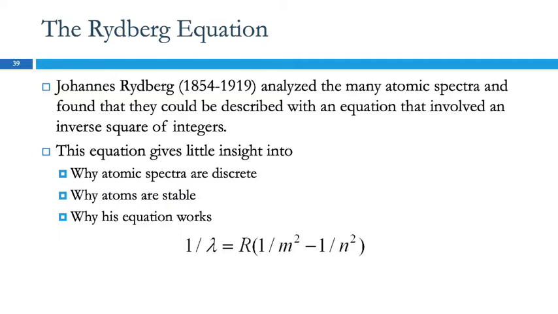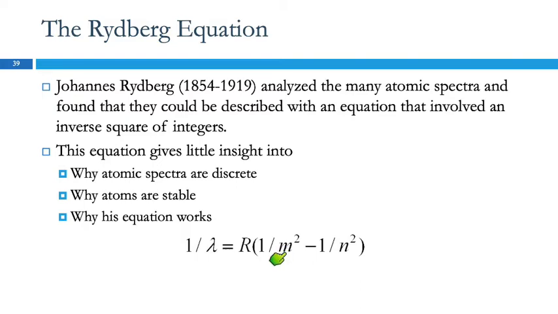So seeing all those things is really cool, but then scientists are like, well, what about those lines? Why are they these particular wavelengths? Well, a guy named Johannes Rydberg analyzed lots and lots of atomic spectra, and he found that they could be described using an equation. This is the equation he came up with: 1 over the wavelength is equal to a constant times 1 over m squared minus 1 over n squared. M and n are just integers.